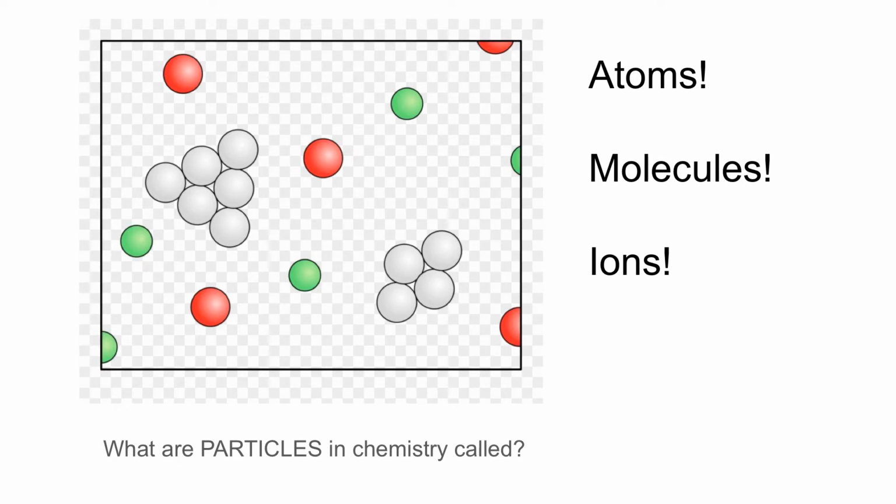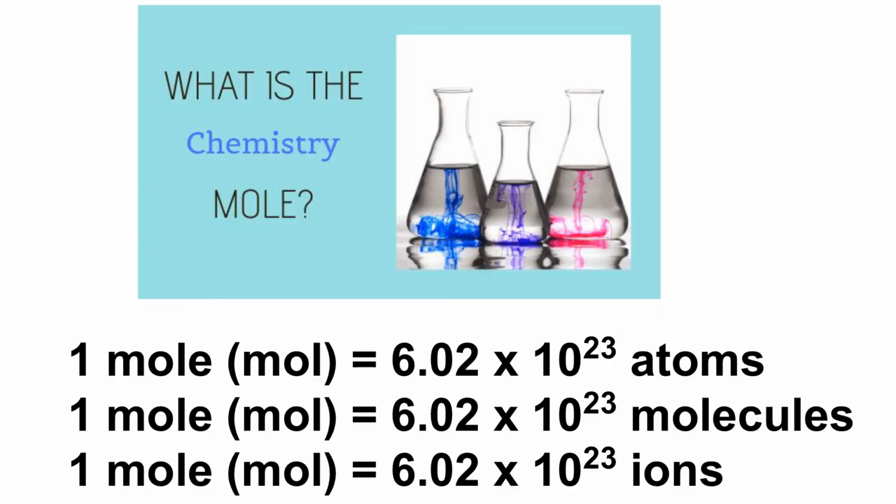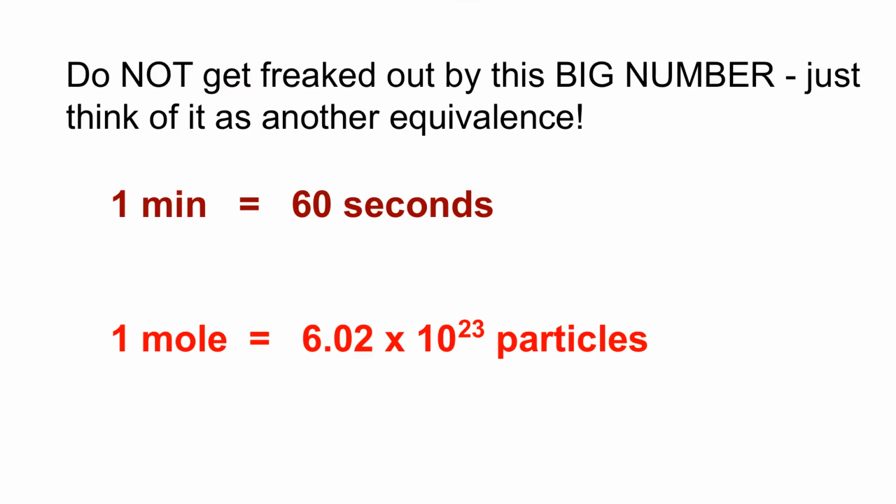So what's a particle in chemistry? Well, a particle could be an atom, it could be a molecule, or it could be an ion. So these are the ways that we count things in chemistry. So a mole is 6.02 times 10 to the 23 atoms. A mole is 6.02 times 10 to the 23 molecules. A mole is 6.02 times 10 to the 23 ions. So again, you can think of this as kind of like a dozen, except instead of having 12 things, it's this really big number, 6.02 times 10 to the 23 things.